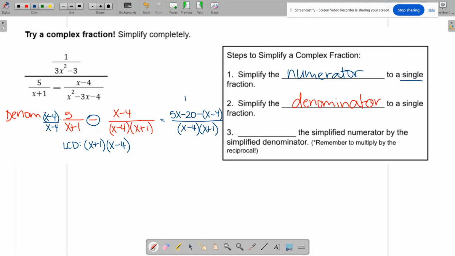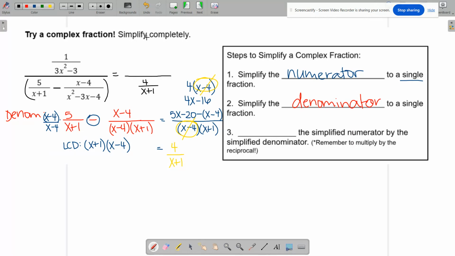So 5x minus x is 4x, and negative 20 minus negative 4 is the same thing as negative 20 plus 4, or negative 16. So that means I could factor a 4 out here, right? And I would have x minus 4. So you have an x minus 4 in the denominator and in the numerator, so that's going to simplify to 1. So that means your numerator, all you have left is a 4, and your denominator, an x plus 1. So essentially what just happened is this entire denominator here just became 4 over x plus 1.